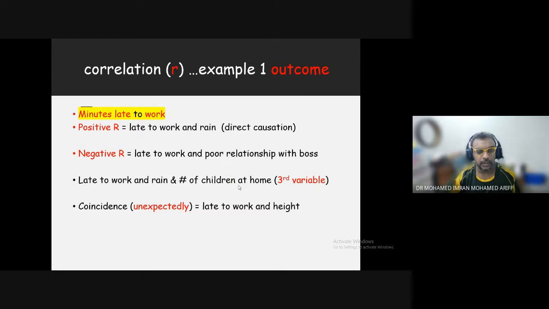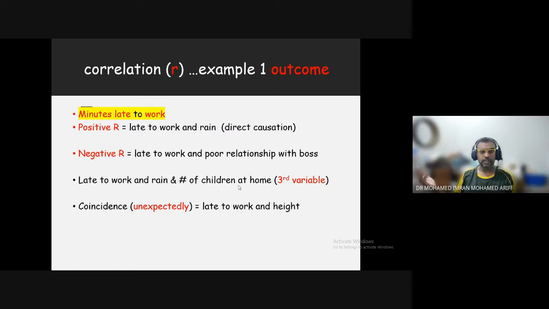Okay. So tajuk kita ialah minutes late to work. Okay. So this is our topic. Okay. So when we say a positive relationship, we mean you come to work and rain. So that is a direct cause. Betul lah. Direct. Sebab you datang lambat, sebab hujan.